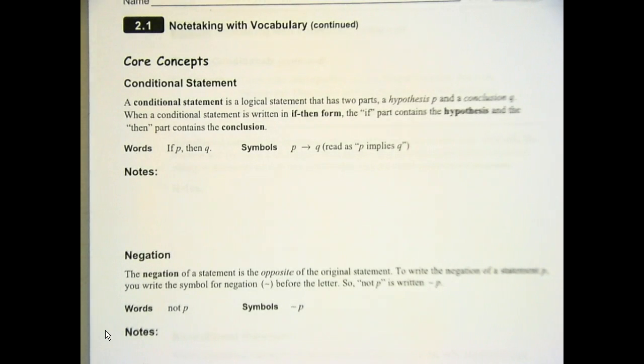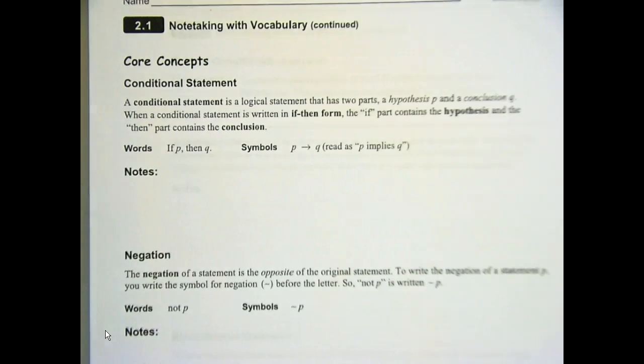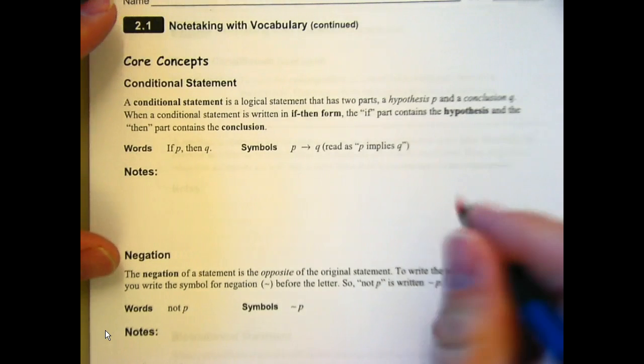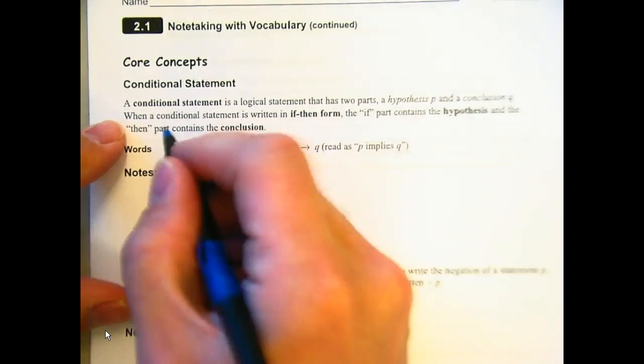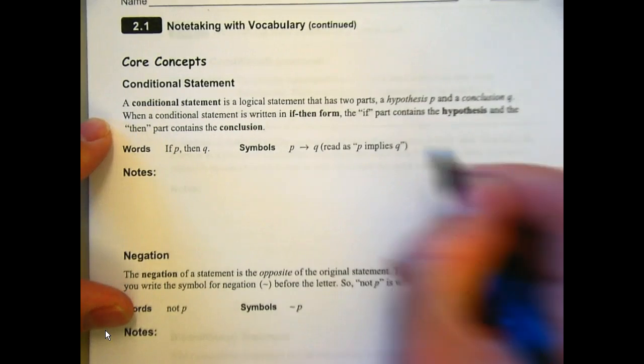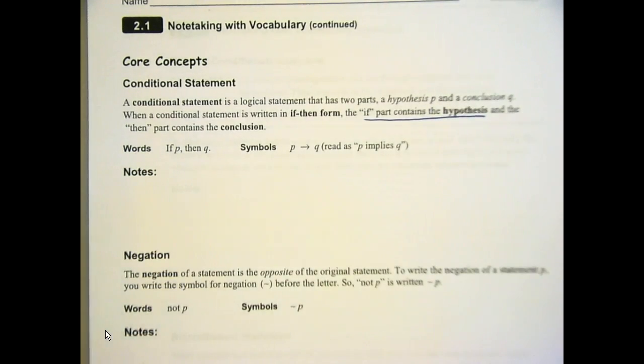All right. So, if we're taking a look at a conditional statement, it's a logical statement that has two parts. It has a hypothesis and a conclusion. The hypothesis we call the if part, and the conclusion we call the then part. All right? So if I'm taking a look and going, hey, I really have these two pieces that I want to deal with. The if, what we got here? The if part is our hypothesis, and our then part is our conclusion.